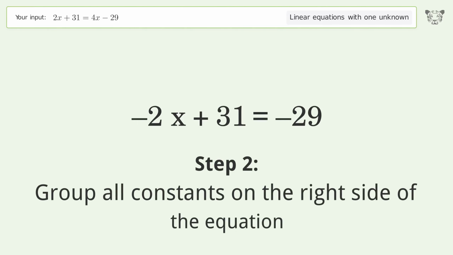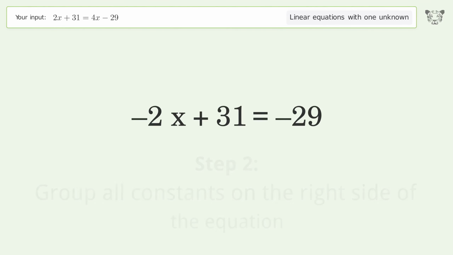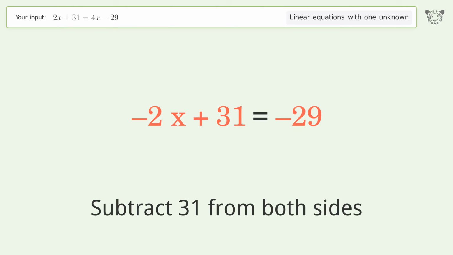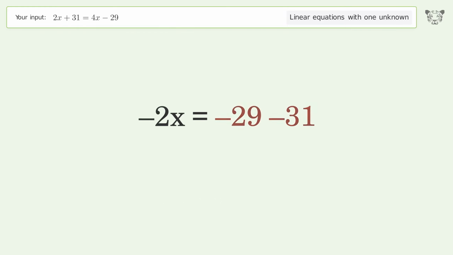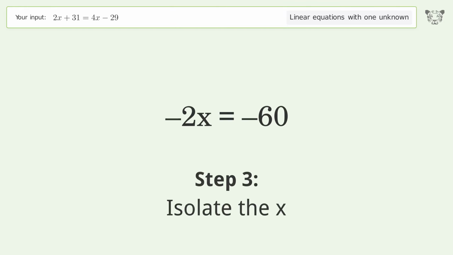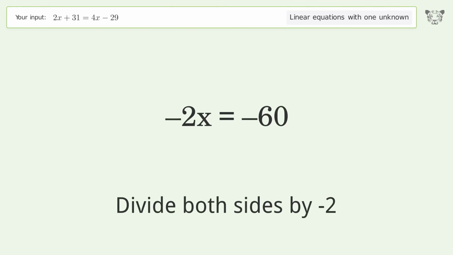Group all constants on the right side of the equation. Subtract 31 from both sides. Simplify the arithmetic. Isolate the x. Divide both sides by -2.